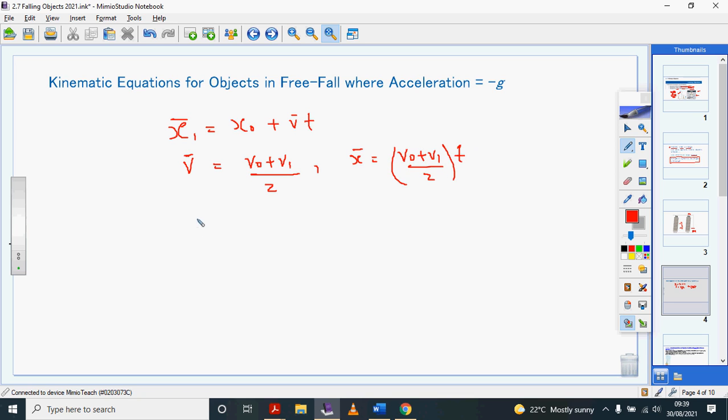The third one was the change in displacement. No, sorry, was that the one? No, that was not the third one. The third one was v1 is equal to v0 plus acceleration times time. And the fourth one was change in displacement is equal to v0 times t plus a half a t squared. I hope you remember these equations. And the last one was v1 squared equals v0 squared plus 2 times acceleration times change in displacement.